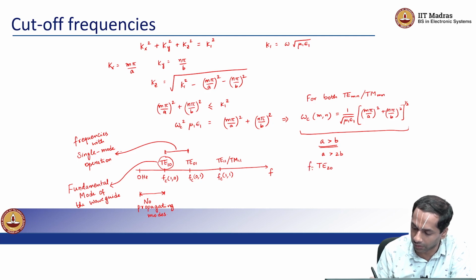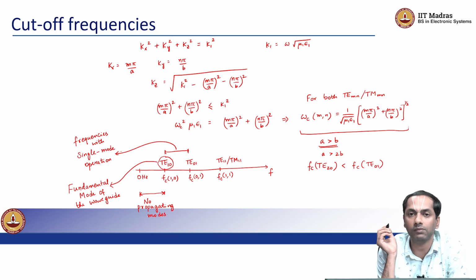So we can finish this thought. The F cutoff for TE20 could be less than the F cutoff for TE01, right. In the case that the dimension A is much larger than even 2B, we can find that the cutoff for even TE20 could fall below that for TE01. Okay. So you can just implement this in the expression for the cutoff frequency, and you can verify it for yourself. Okay.